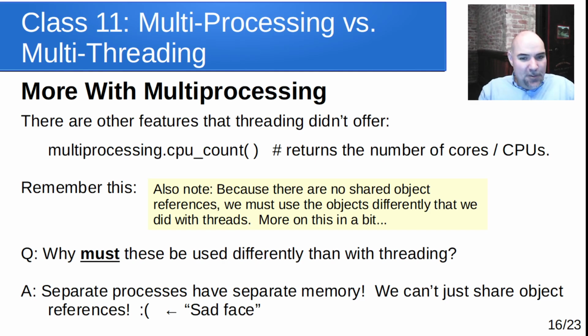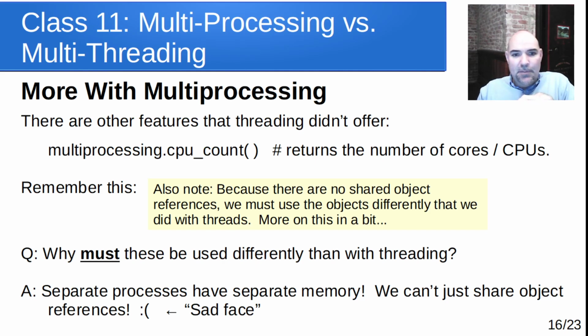Well, before we get into how we're going to use those, let's talk about why. Why do we have to use those differently than we did with threading? And the answer is because separate processes have completely separate and isolated memory. We can't just share those object references. And I have a little sad face there because that makes some things a little more difficult.